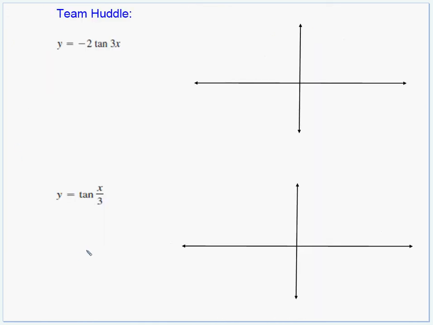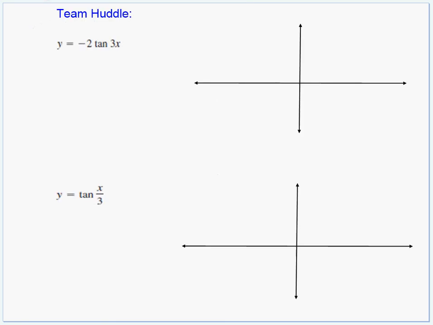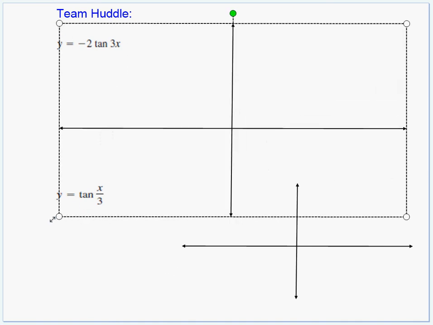A couple for you to try on your own. Actually, this one is a left or right shift, so careful. That cotan, the first asymptote, will be shifted, but once you find your first, you can jump to all the others. Okay, so pause the video and give these a try. Start it back up and see if you got them right.